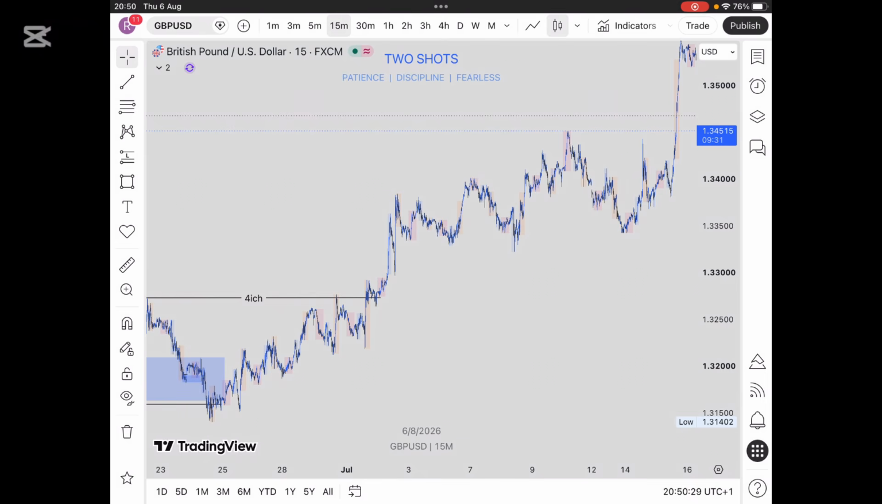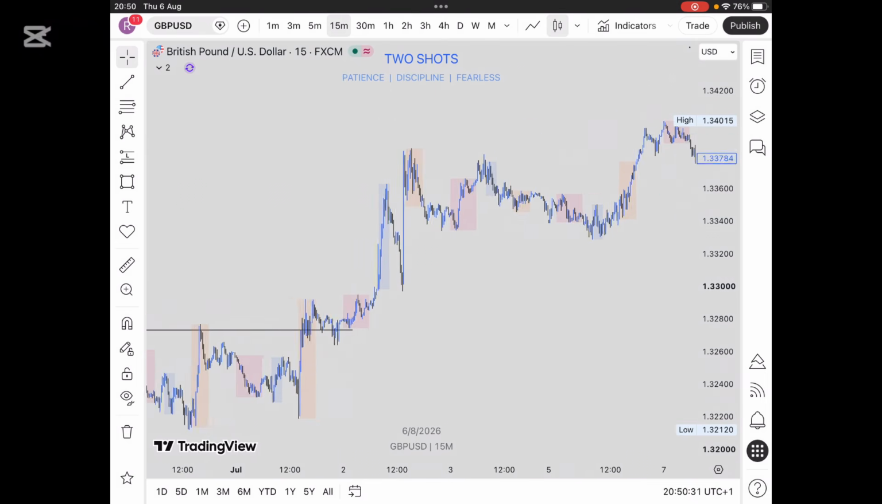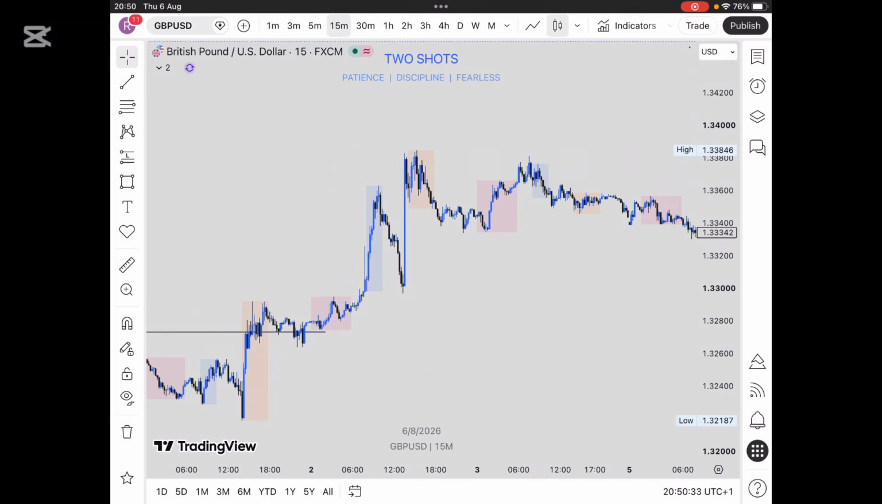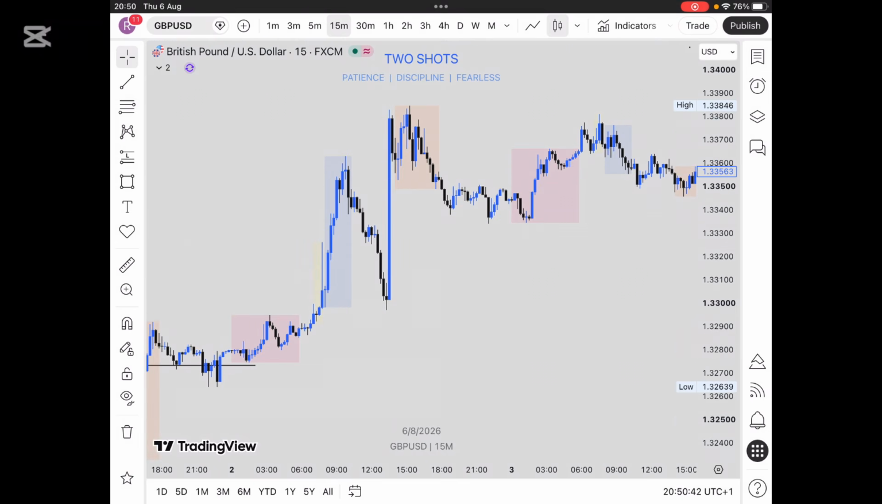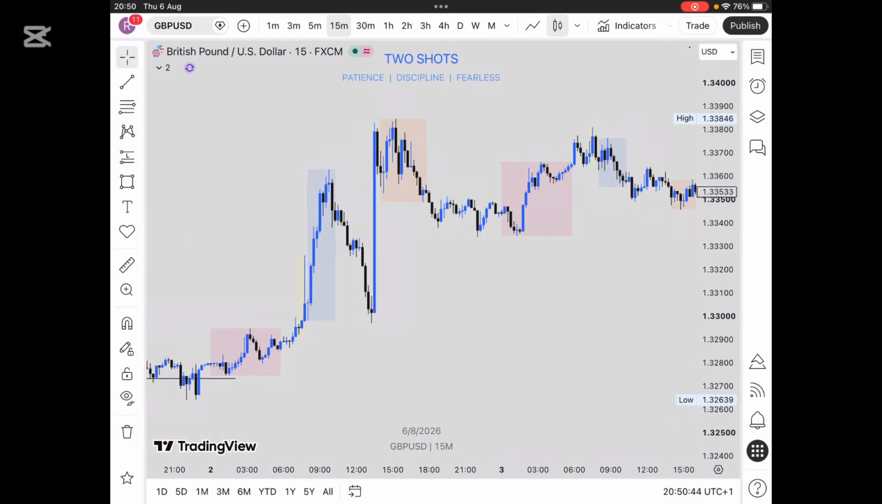So we had a break of structure to the upside. We had price retest this place, and then we had a pushback to the upside again. Now we can start marking our 15 minute structure.